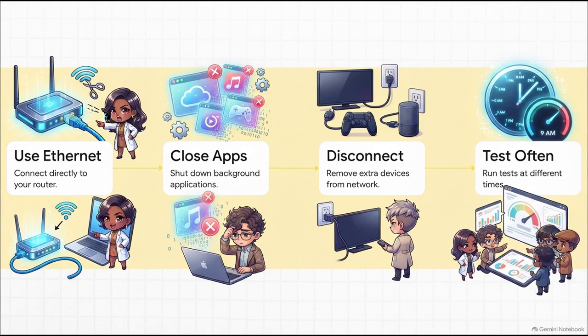First, connect your device directly to your router using a wired Ethernet cable. This cuts out Wi-Fi interference completely. Second, close out all your background apps. We don't want hidden cloud backups stealing your bandwidth during the test. Third, disconnect extra devices like smart TVs or consoles. And finally, test it multiple times of the day to see how those peak evening hours are impacting your connection.